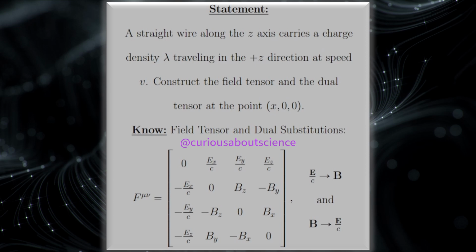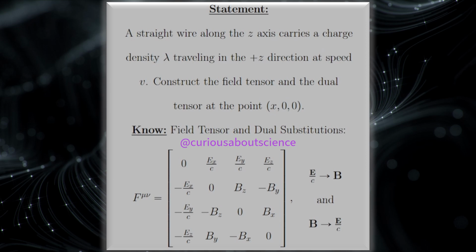Now we get to see how the field tensor is actually used in a field example. In this particular context, what we want to do is, for a straight wire along the z-axis which carries a charge density lambda, traveling in the positive z direction at speed v, construct the field tensor and the dual tensor at the point (x, 0, 0).